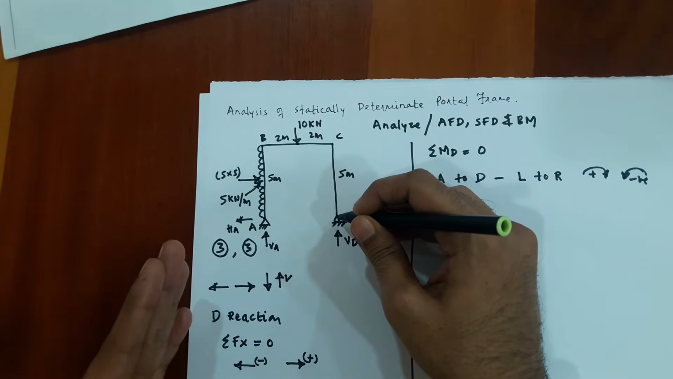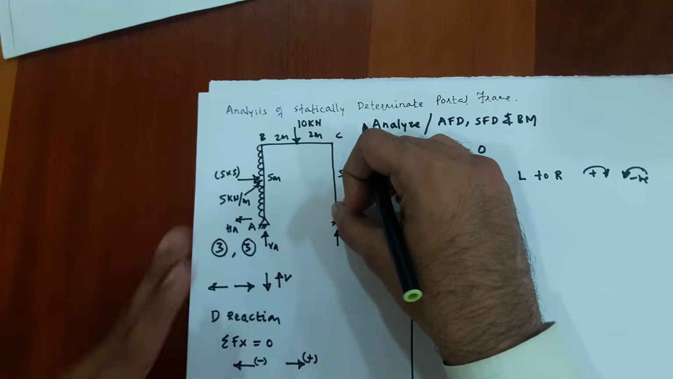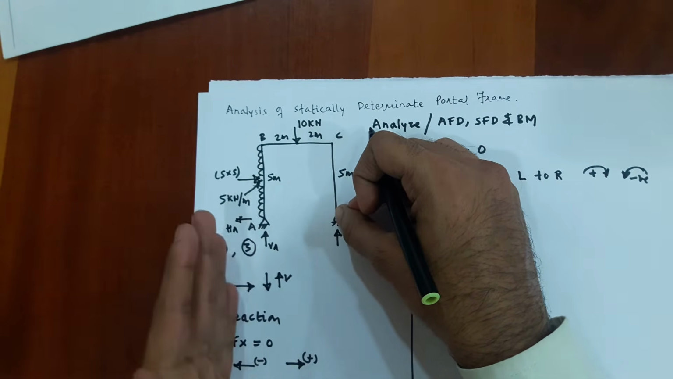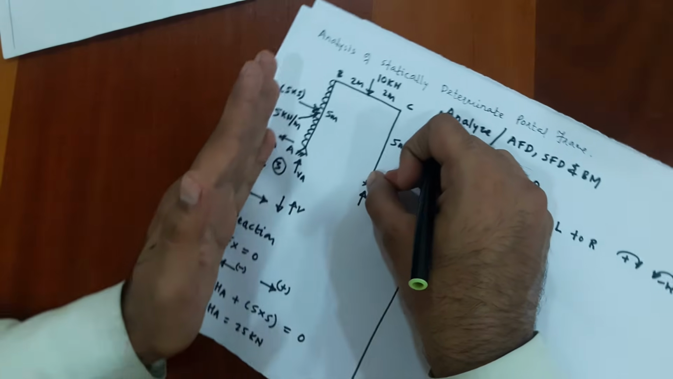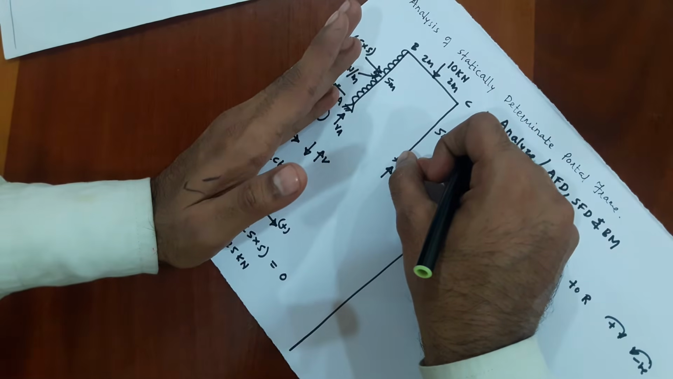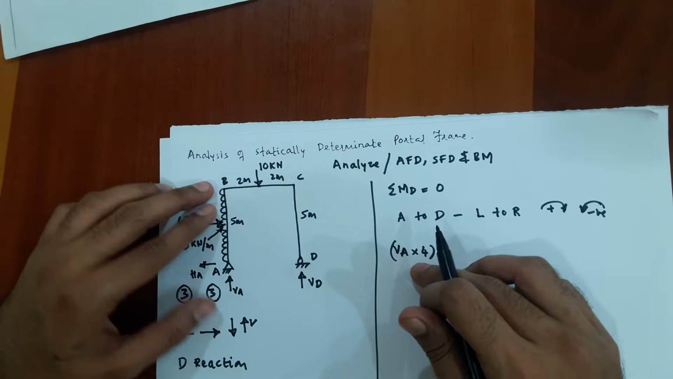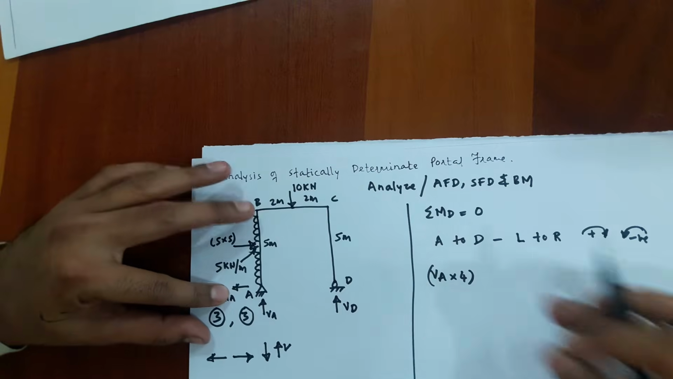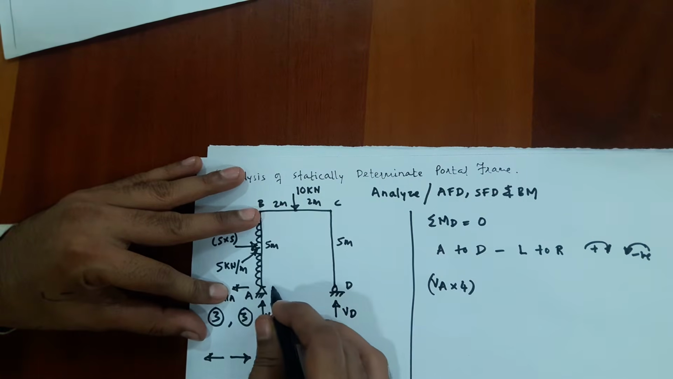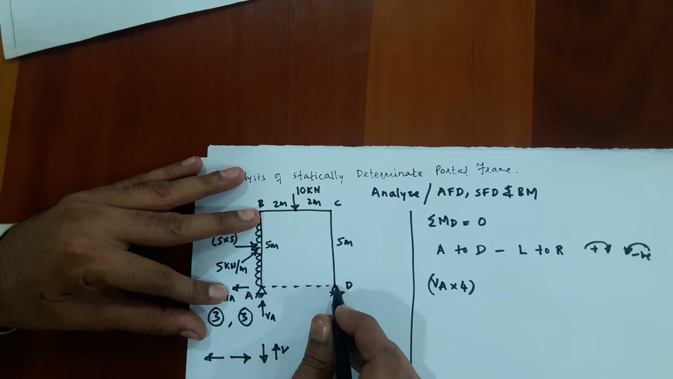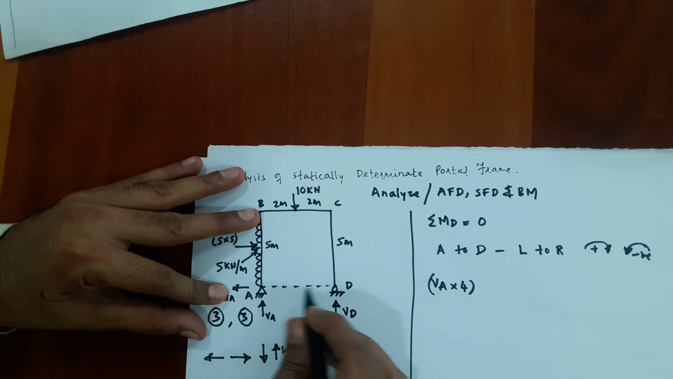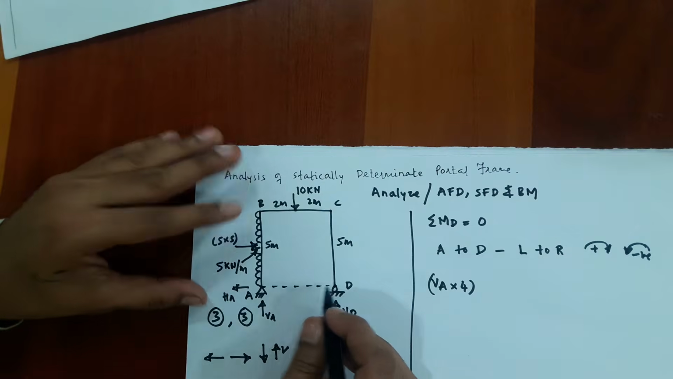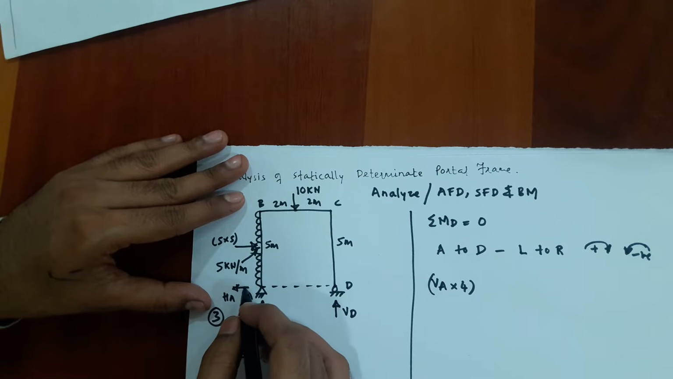This point is fixed, and you are applying force like this. You make this point fixed and apply force like this. It will create clockwise moment. From the direction, this is positive. Next you have HA. HA will not come into picture because this is the line of action of HA, and the distance from D is 0. So this will not create any moment.